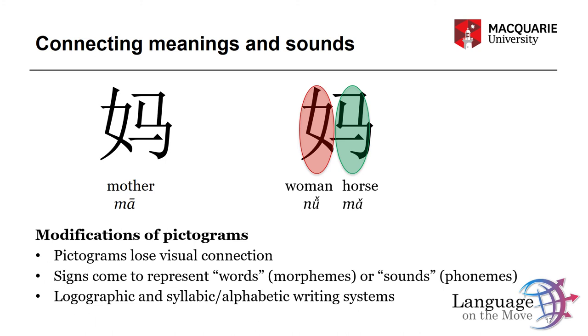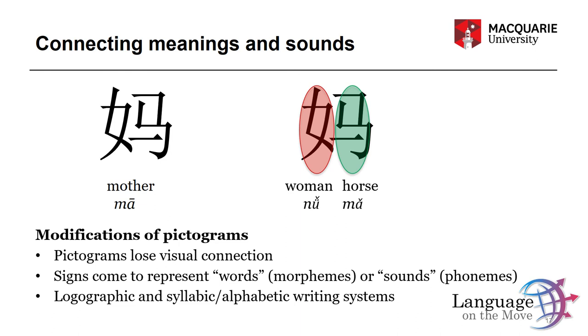So just to recap, the overall process of the modification of pictograms works like this. First, pictograms lose their visual connection. There really is no connection anymore between the image of a horse and the horse sign in Chinese, or between the head of an ox and the letter A. In a next step, signs come to represent no longer those concrete objects. The horse character, or the letter A, no longer has anything to do with a horse or an ox. Rather, the signs come to represent, and that's the principle of writing, not those concrete objects, not ideas, but words or sounds.